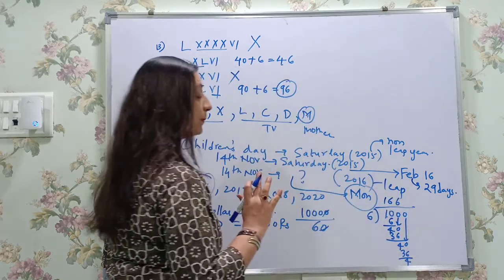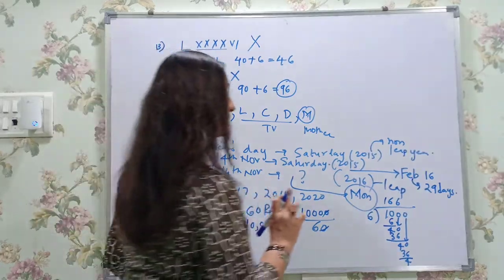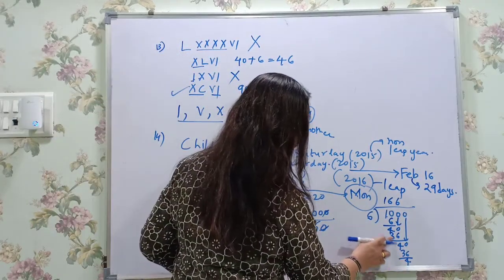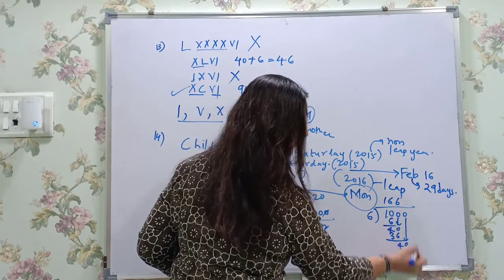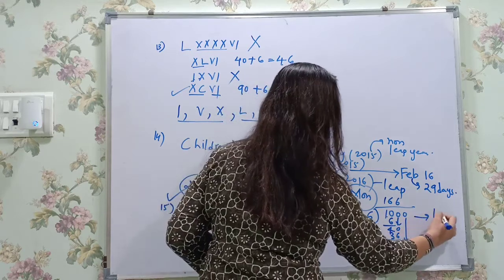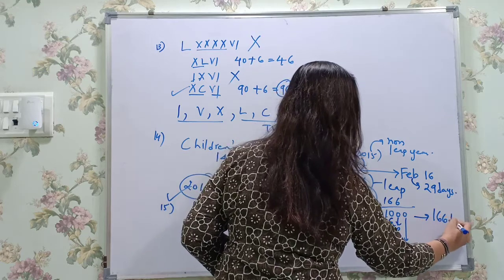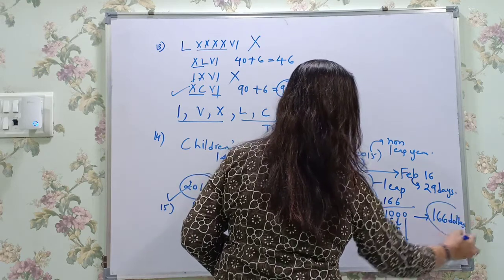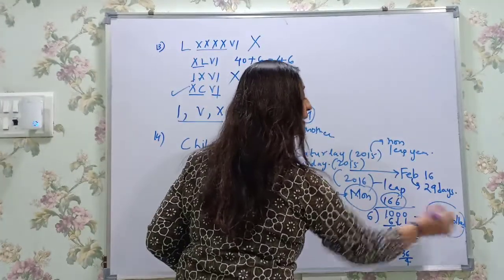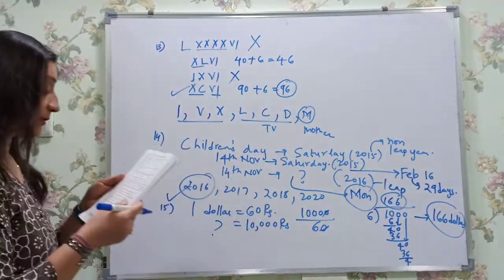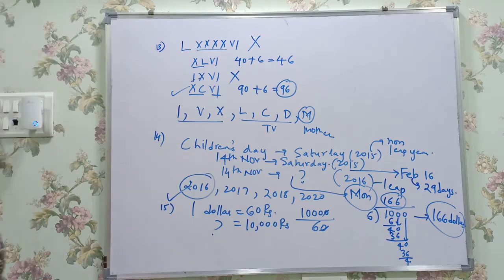Now we can stop here, kids. Why? Because this 4 is going to repeat. Look, 4 is remaining again and again. So it is going to repeat also. And now we don't have any 0 left also here. So what is my answer? 166. Let that 4 remain as it is. So rounding off, it is 166 dollars. Right? Next sum number 16.